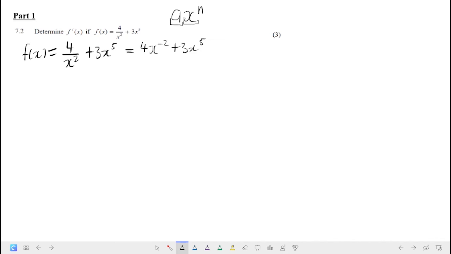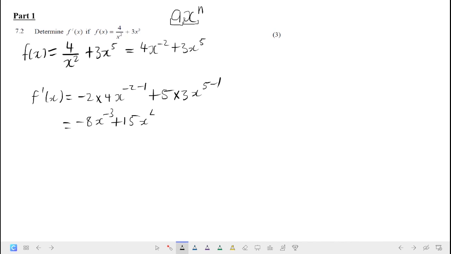So from here, we're just going to go and differentiate. f prime x is going to be minus 2 times 4x to the power minus 2 minus 1, plus 5 times 3x to the power 5 minus 1, right? Now this gives us minus 8x to the power minus 3 plus 15x to the power 4, and this is the final answer for our derivative. Now let's go ahead and look into 7.3.